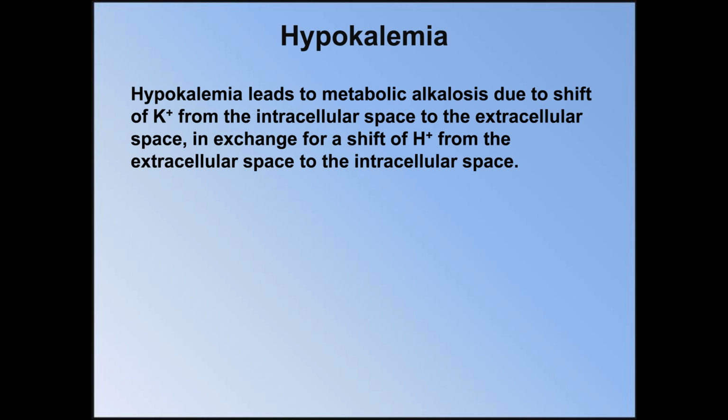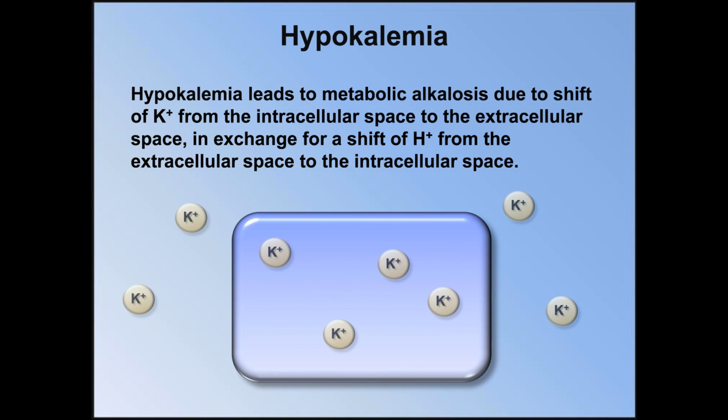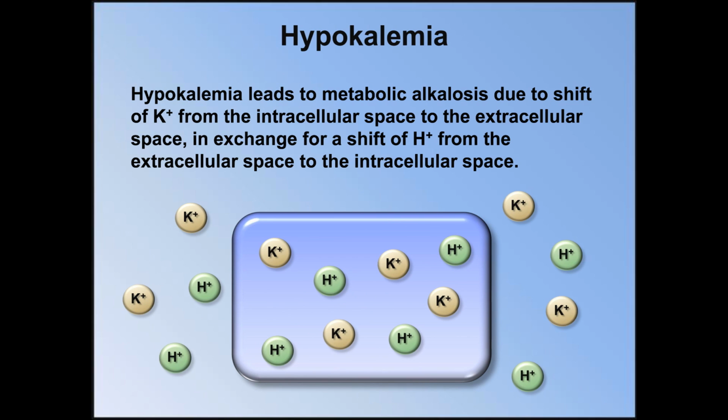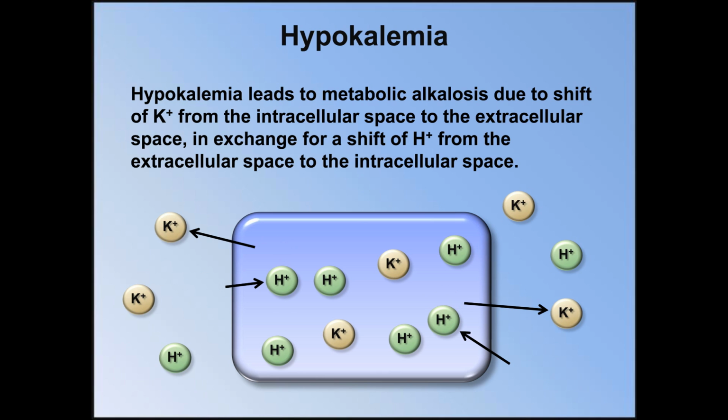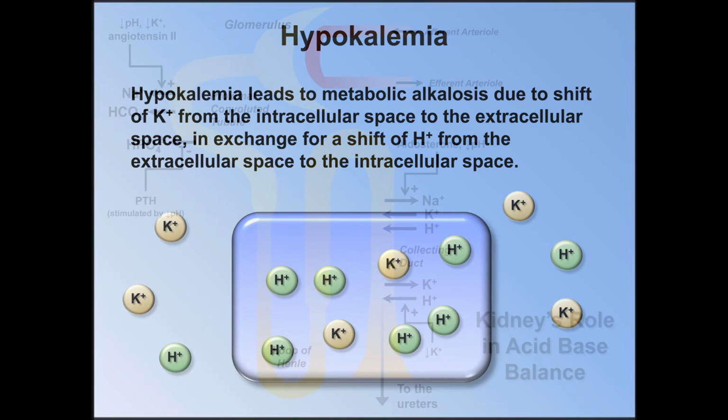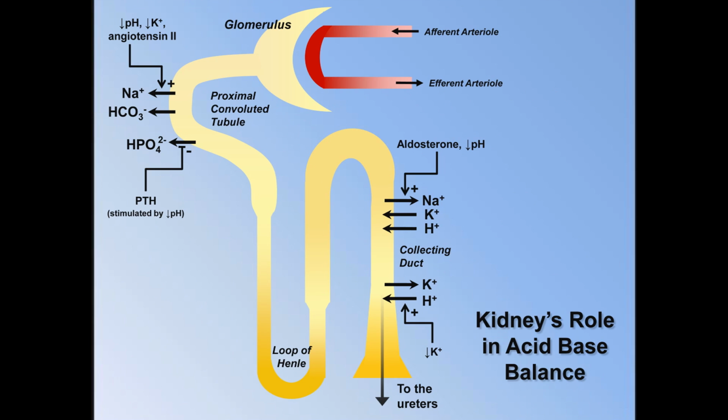Hypokalemia is the next general etiology of a metabolic alkalosis. Hypokalemia leads to a metabolic alkalosis through several mechanisms. First, in the presence of hypokalemia, there is a shift of potassium ions from the intracellular space to the extracellular space in exchange for a shift of hydrogen from the extracellular space to the intracellular space. In addition, within the nephron, hypokalemia is a stimulus for the reabsorption of bicarbonate in the proximal tubule and for secretion of hydrogen in the collecting duct.